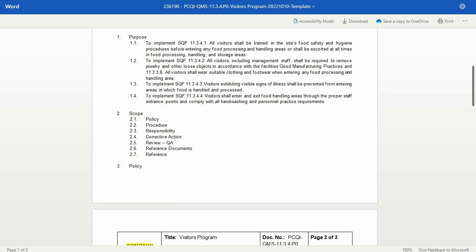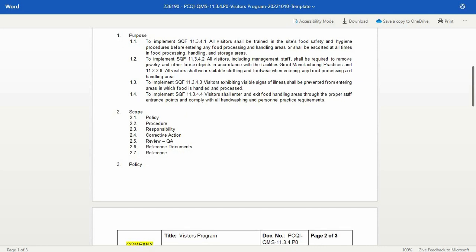First, to implement SQF 11.3.4.1, all visitors shall be trained in the site's food safety and hygiene procedures before entering any food processing and handling areas, or shall be escorted at all times in food processing, handling, and storage areas.